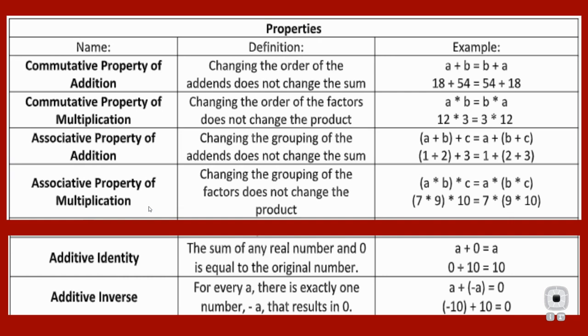All right. So that's why when we take the additive inverse and put them together, a number and its inverse gives us 0, gives us the identity.